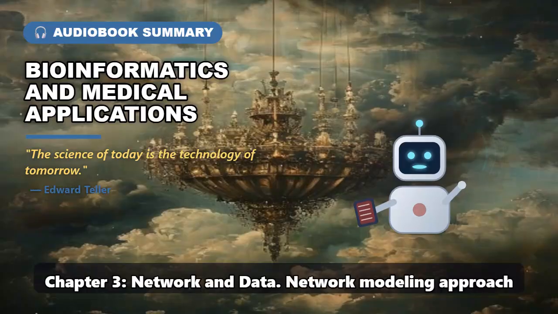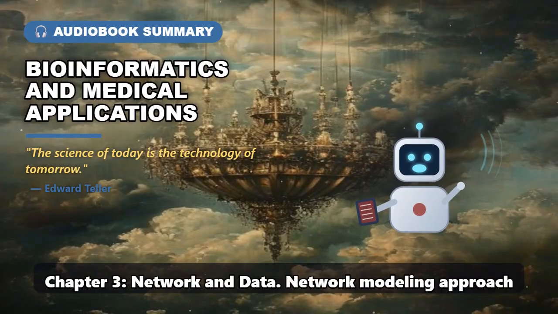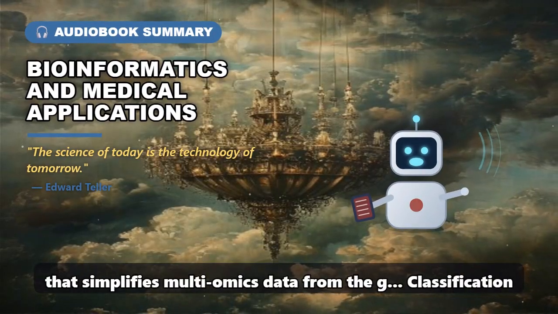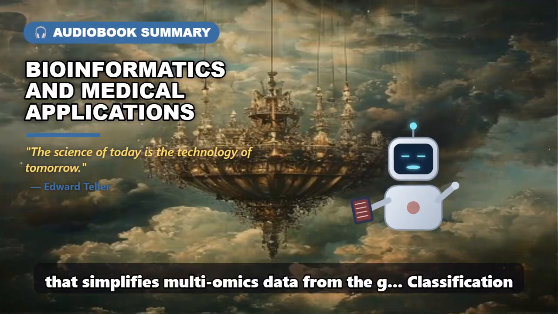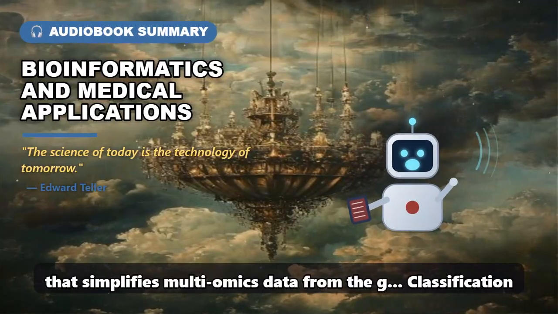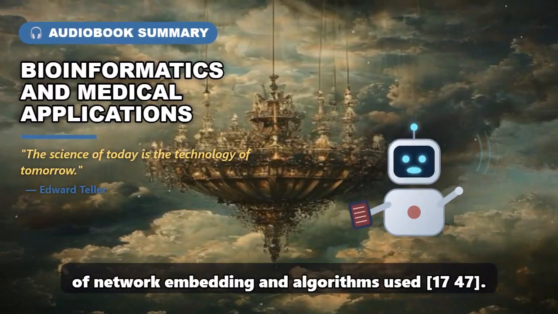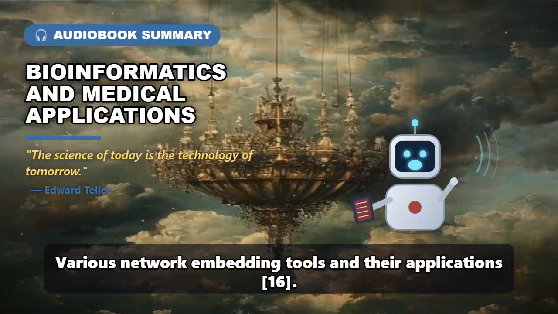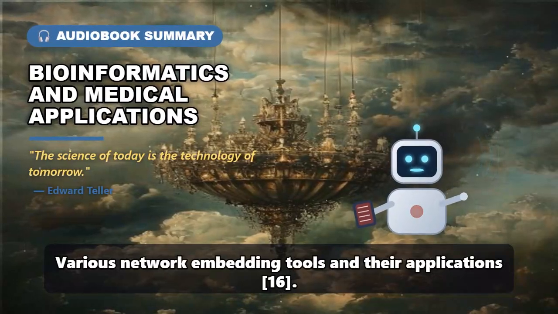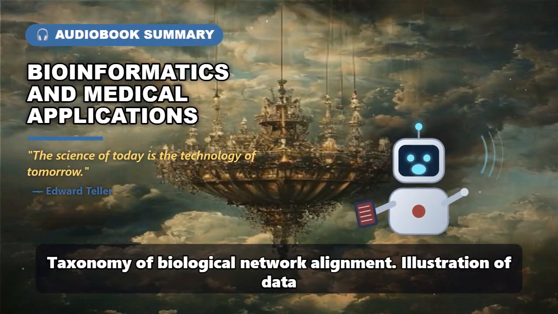Chapter 3: Network and Data. Network modeling approach that simplifies multiomics data. Classification of network embedding and algorithms used. Various network embedding tools and their applications.